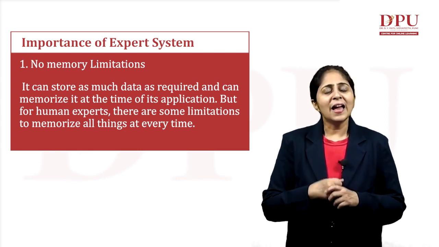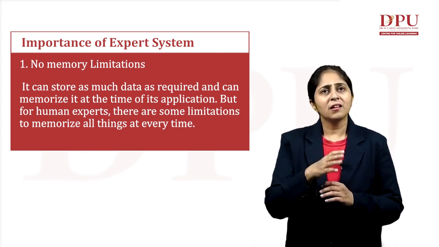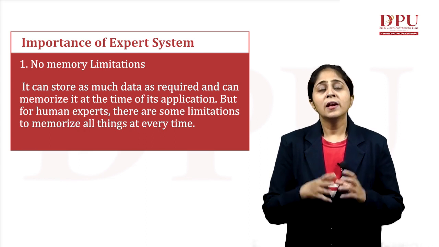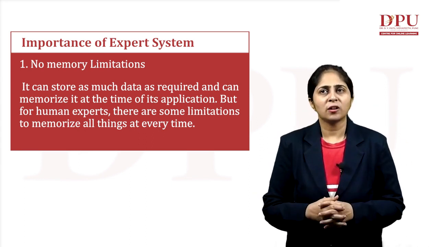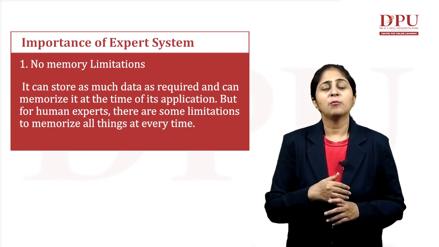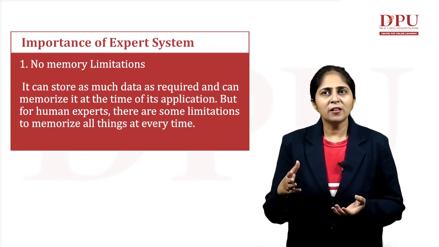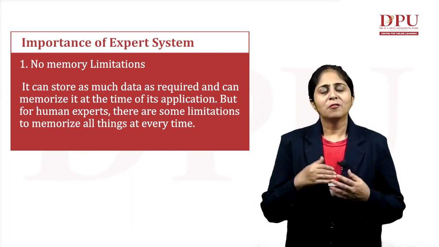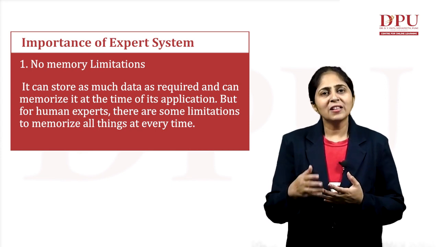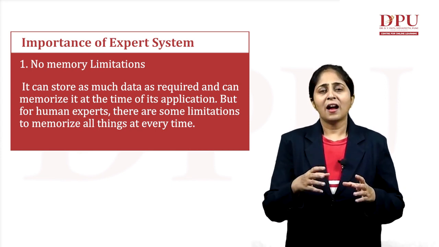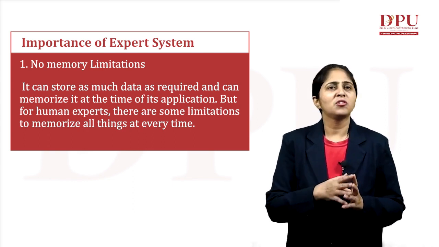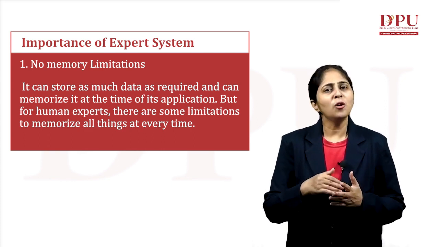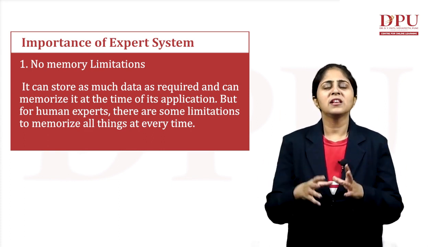So that will be in the expert system, which is being produced artificially, it has no memory limitation. It can store as much data as required and can memorize it at the time of application. But for the human expert, there are some limitations to memorize all things at every time. For any human being to recognize a thing, to memorize a thing, all the time, every time, is not possible, and this is the limitation on memory. But when we talk about the expert system, there is no memory limitation. We can store as much data as we want.